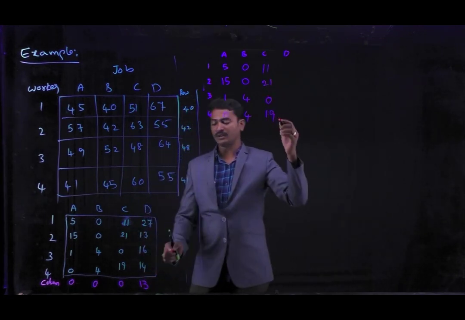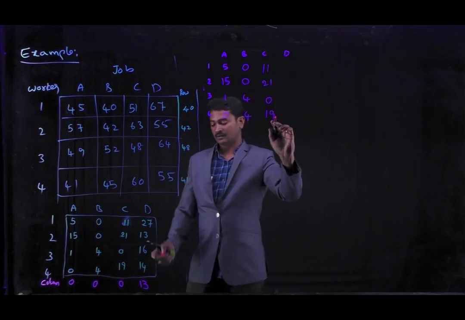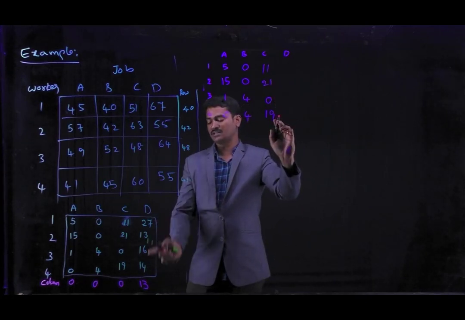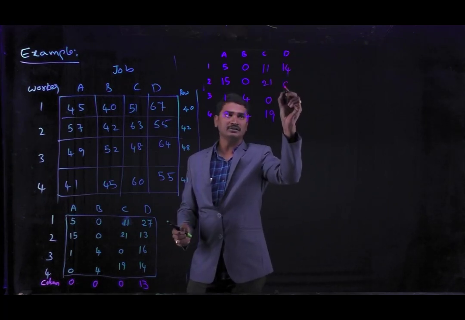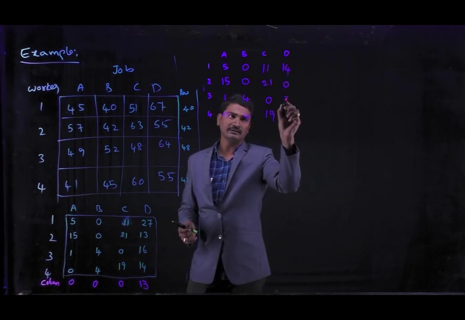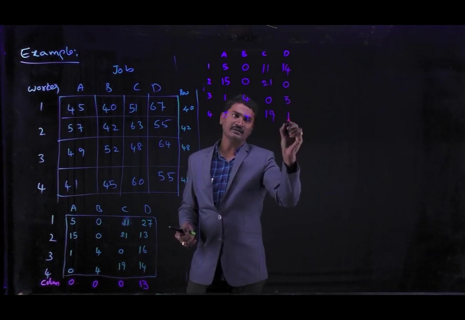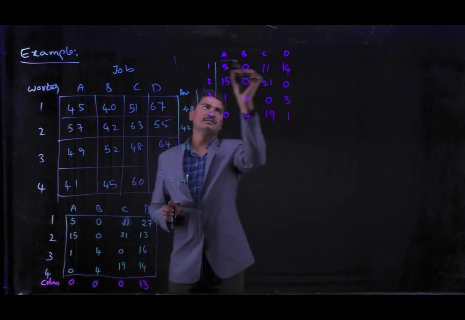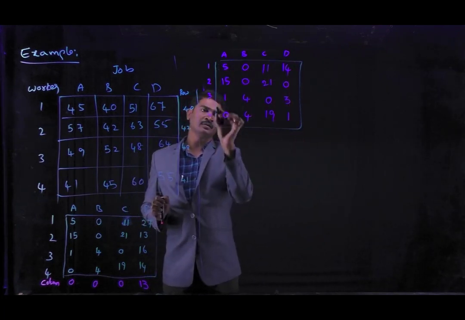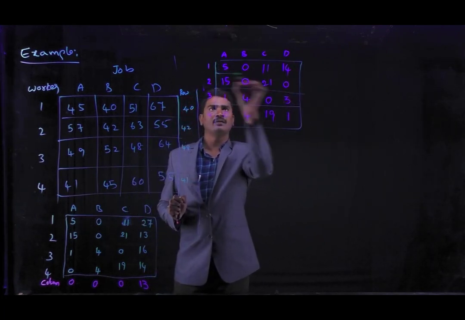Here we have the minimum is 13. Here also we are going to subtract 13 from each and every cell. 27 minus 13 is 14. Here 0. 16 minus 13, 3. 14 minus 13, 1. Okay, after column subtraction we get this table.